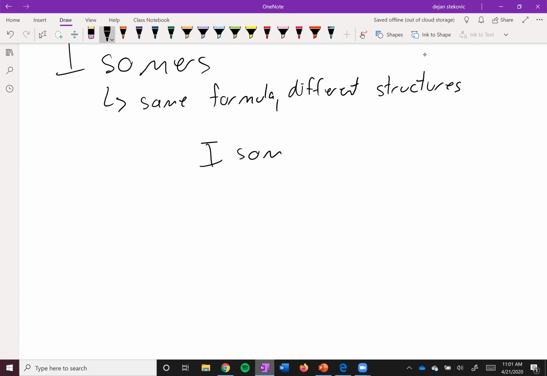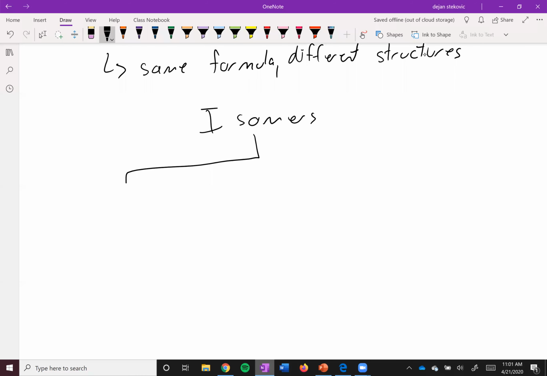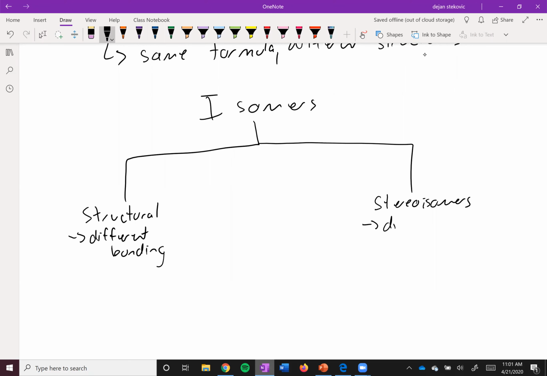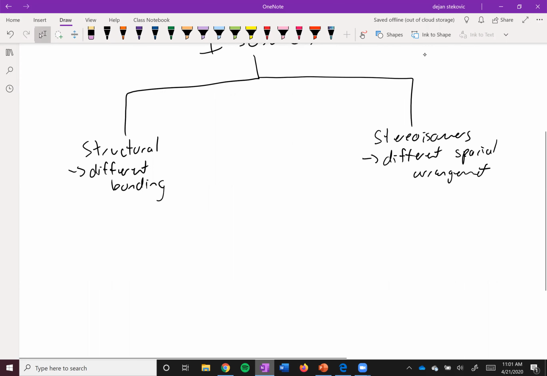So isomers we have up here at top, and we can actually split this up into two different types of isomers. On the left, we'll have structural isomers. And so structural isomers will have different bonding. And then on the right side, we have stereoisomers. In stereoisomers, all the bonding is the same, but there's a different spatial arrangement. And the topic of isomers is something that you'll go over a lot more if you get to organic chemistry. It's a huge topic there.